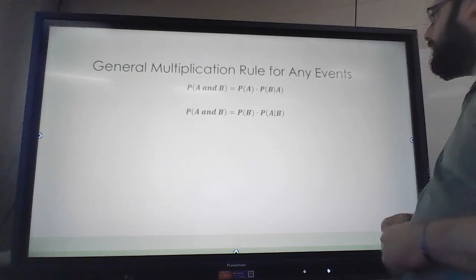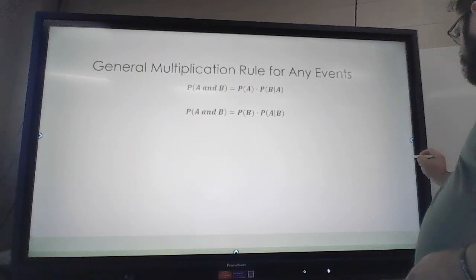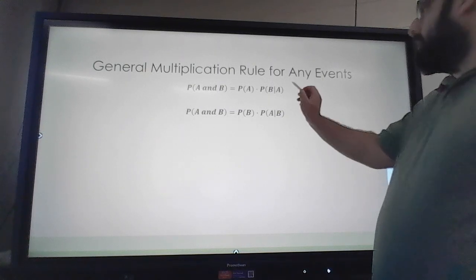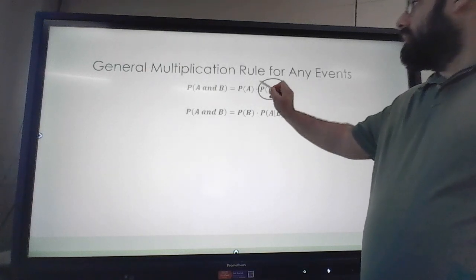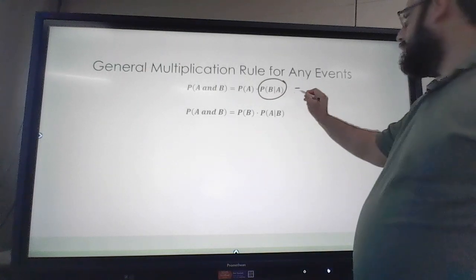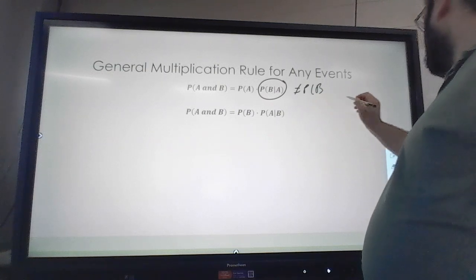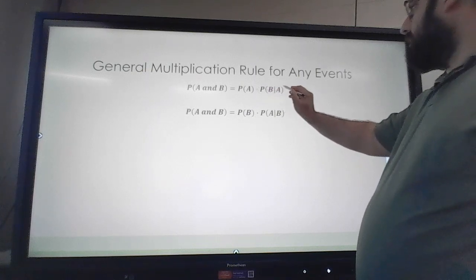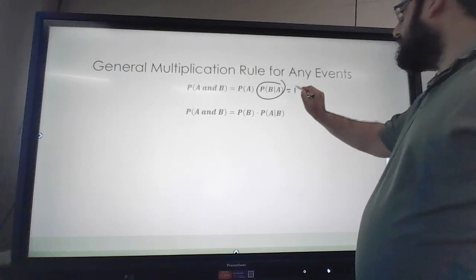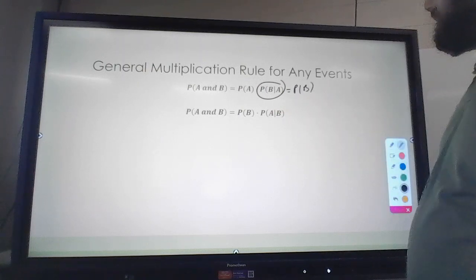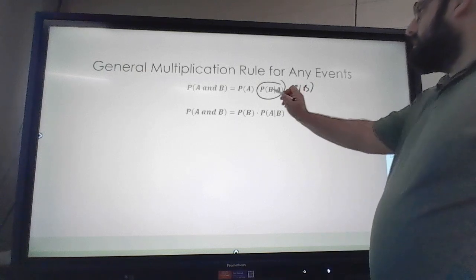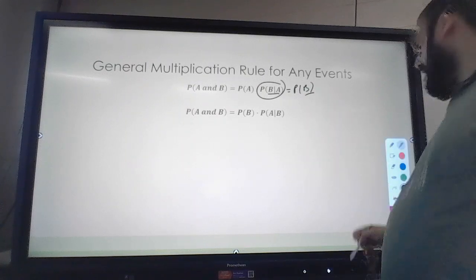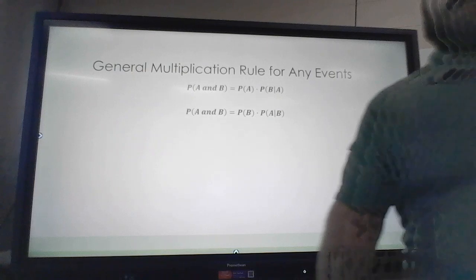Now, the reason why this is the general rule is that if the events are dependent, then P(B|A) is going to have a different probability than P(B). But if they are independent, then this value is going to be the same as the probability of B, simply because the probability of A already happening doesn't affect the probability of B happening. So in that case, they would be the same.